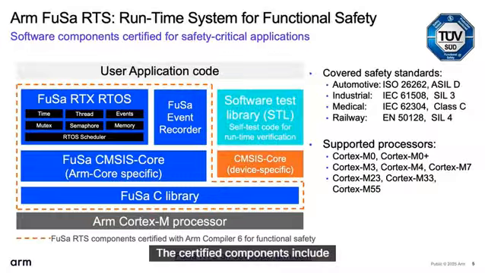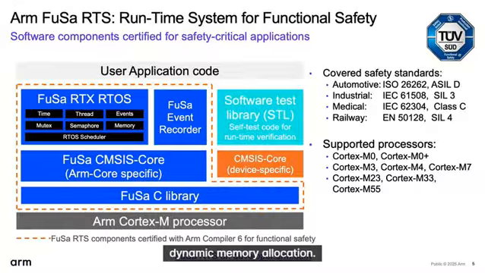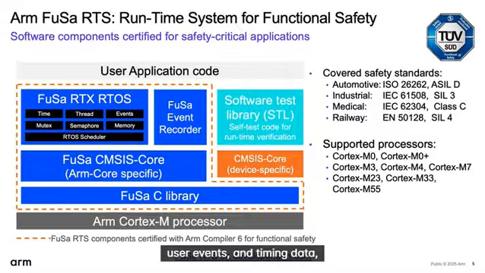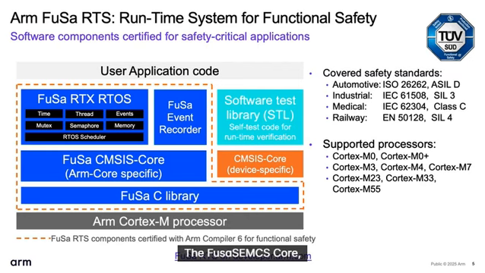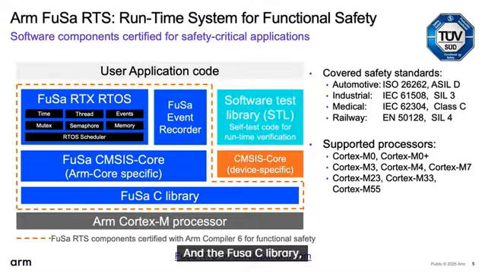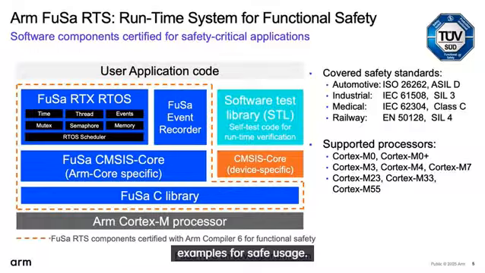The certified components include Keil RTX RTOS, long proven, now safety certified with features like static and dynamic memory allocation. FuSa Event Recorder, which captures kernel activity, user events and timing data, which is essential for integration testing. The FuSa CMSIS Core, which is a certified runtime layer for Cortex-M, giving direct access to the processor core. And the FuSa C library, a subset of ISO C99 functions with guidelines and examples for safe usage.